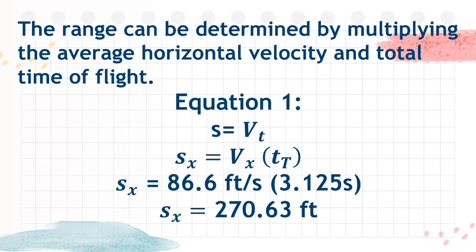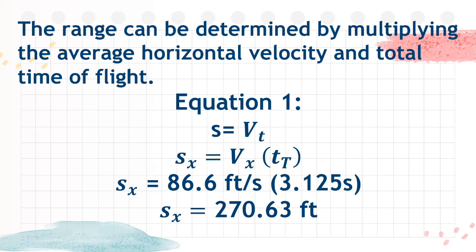The range can be determined by multiplying the average horizontal velocity and the total time of flight. Since we have already identified the value of average horizontal velocity, which is 86.6 feet per second, and the value of total time of flight, which is 3.125 seconds, we can now solve for the value of the range with kinematic equation number 1. So kinematic equation number 1 is distance is equal to v times t, or distance is equal to velocity times time.